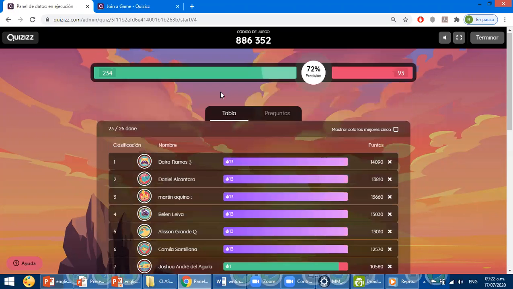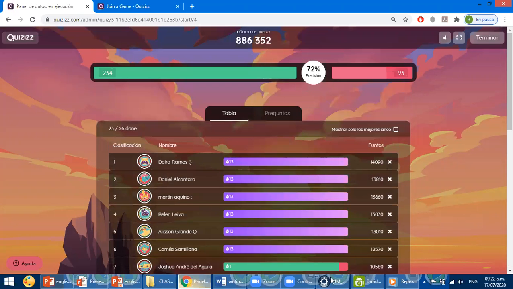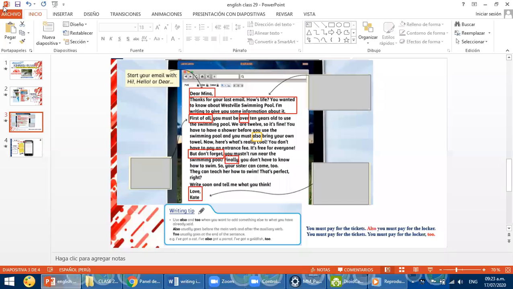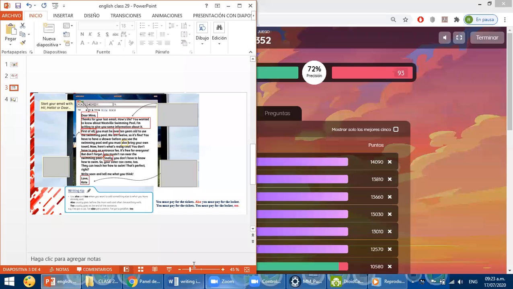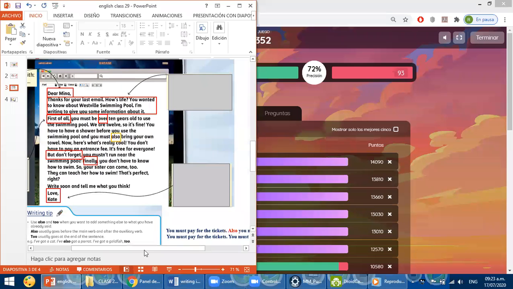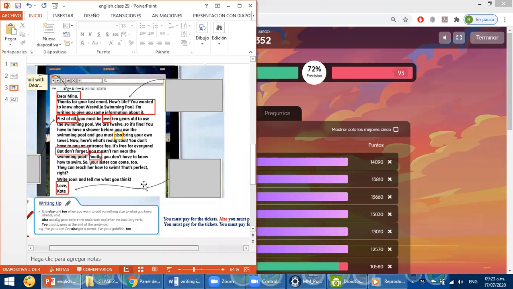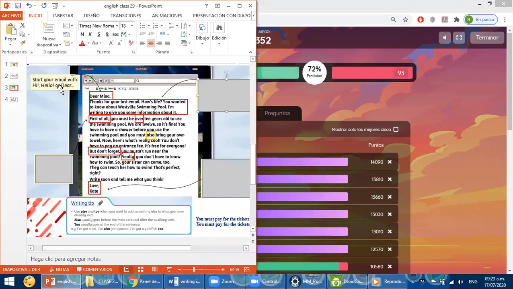Now let's continue, please, with our writing. In this part, in our invitation, we are going to continue now writing the email. Please follow the steps. Use these parts. Number 1, say hello, hi, dear. Then write number 2, the introduction. And in the introduction is the invitation, in the number 2. Okay?